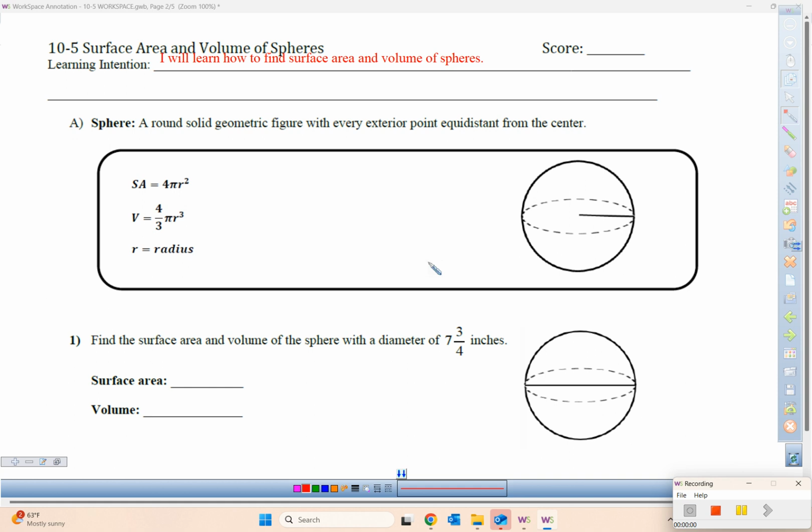Okay, so today we're looking at lesson 10-5. Today's learning intention is I will learn how to find surface area and volume of spheres. Let's go ahead and take a minute and get that down.